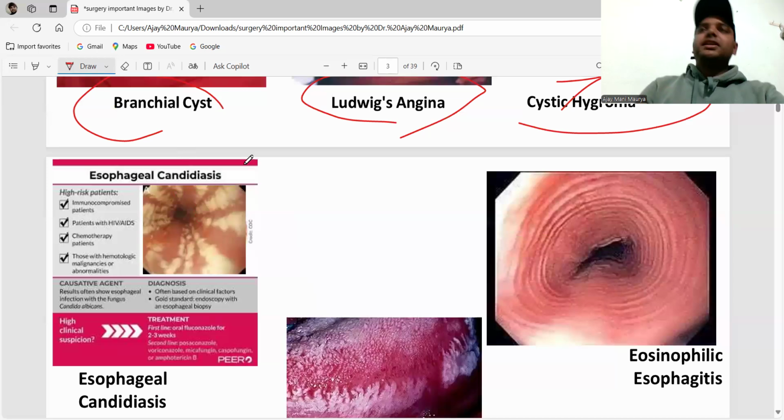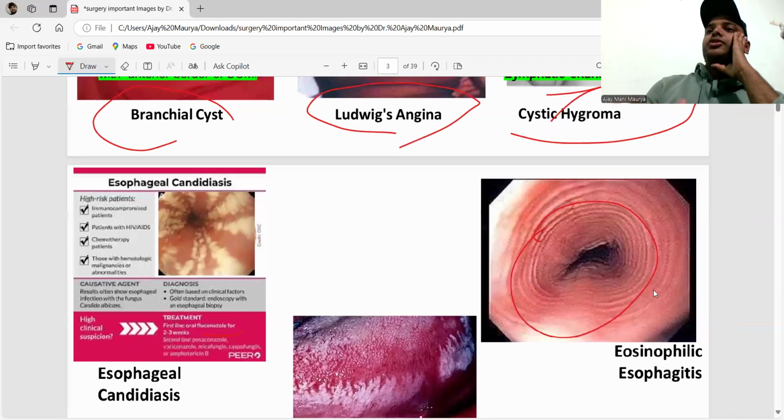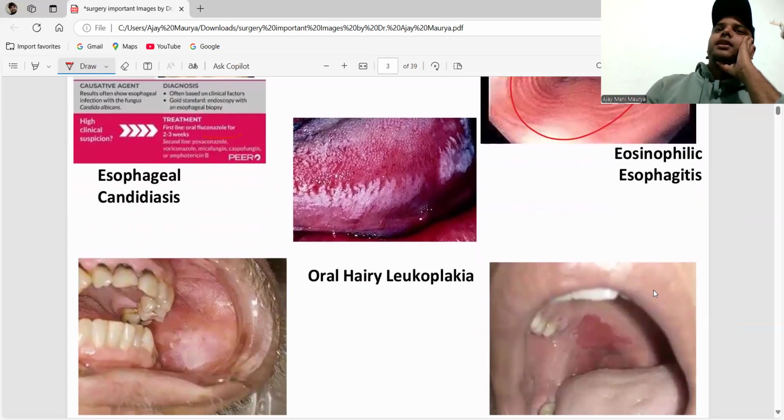This is esophageal candidiasis. Candida albicans is the most common cause of this fungal infection, guys. The drug of choice is fluconazole, 150 milligrams for 2 to 3 weeks. It is high risk in immunocompromised patients, like those with HIV and AIDS, and chemotherapy patients. And this one, guys, is eosinophilia. There are more eosinophils due to atopy. It's called eosinophilic esophagitis.